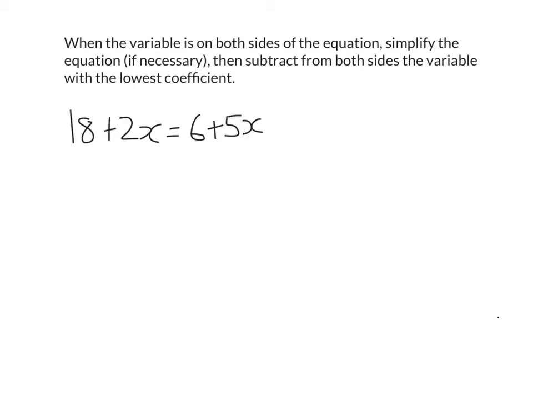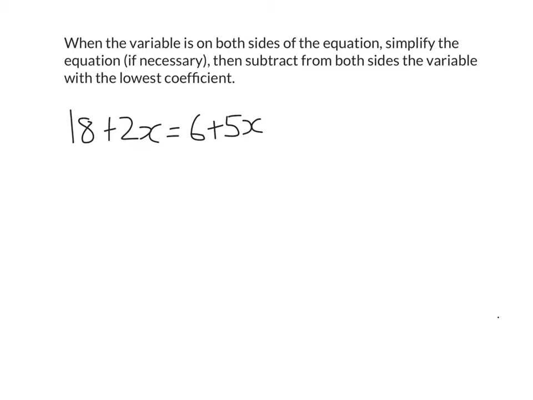So let's solve the equation 18 plus 2x equals 6 plus 5x. So this has x, which is the pronumeral or the variable, on both sides of this equal sign, on the left-hand side and on the right-hand side. So I can't just jump straight into solving. Before I undo what's been done to x, I need to subtract the variable with the lowest coefficient. So that's this one here.